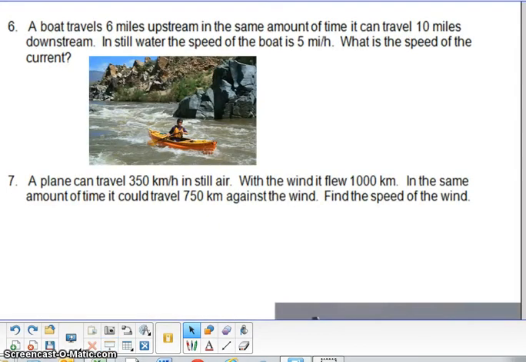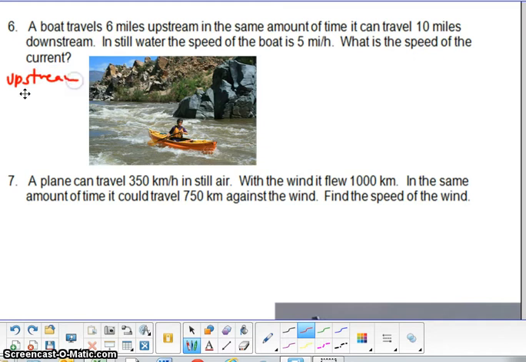A boat or canoe, we're talking about a boat that is in motion, so it's going to require the same motion problem formulas. A boat travels 6 miles upstream in the same amount of time it can travel 10 miles downstream. Okay, so how we're going to organize this. First, I need you to think of what happens when a boat or canoe is going upstream.